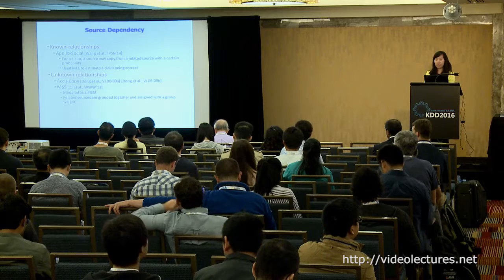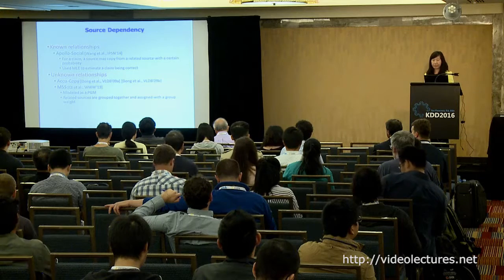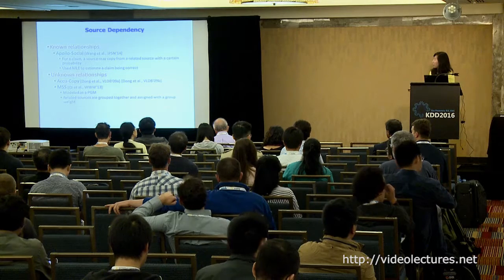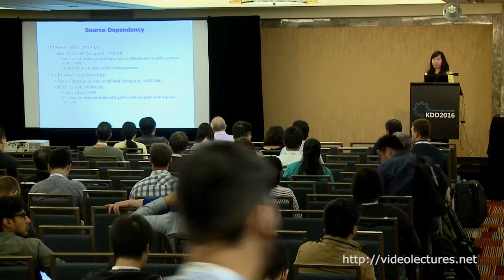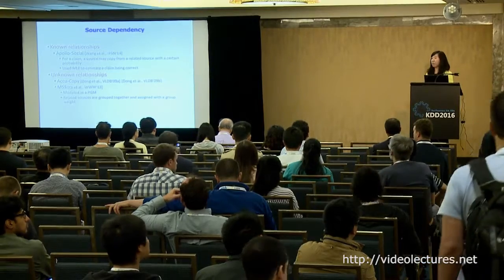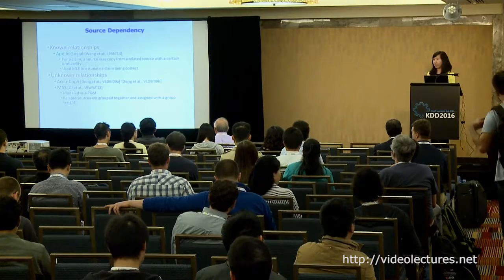And there are two major categories of methods that handle source dependency. One type of work assumes that the source correlation is known. For example, in this method, they assume that for a claim, a source may copy from a related source with a certain probability, and this information is known. Then they use a maximum likelihood estimation method to estimate the claim being correct. And during this process, this known relationship information is incorporated.